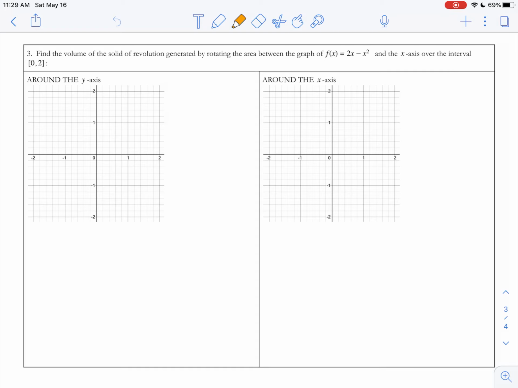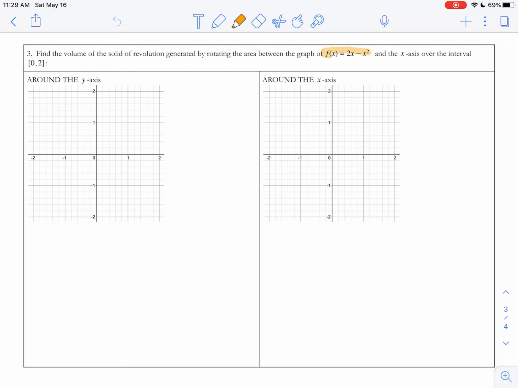It says find the volume of the solid of revolution generated by rotating the area between the graph of f of x equals 2x minus x squared and the x-axis over the interval from 0 to 2. So let's sketch a graph for both cases, and let's talk about some decision making.